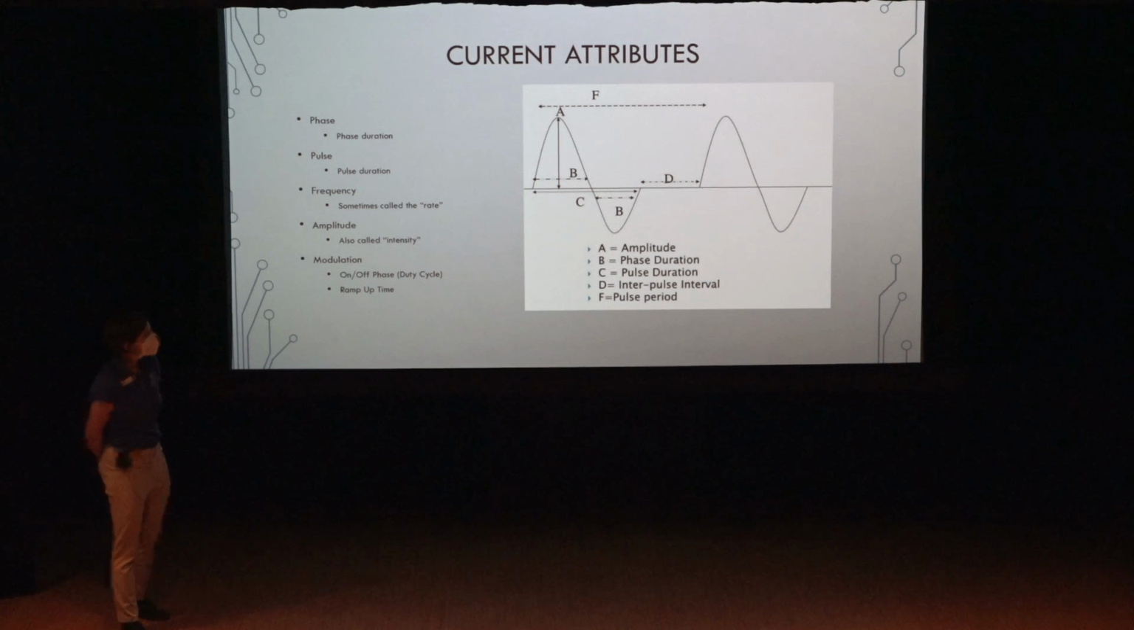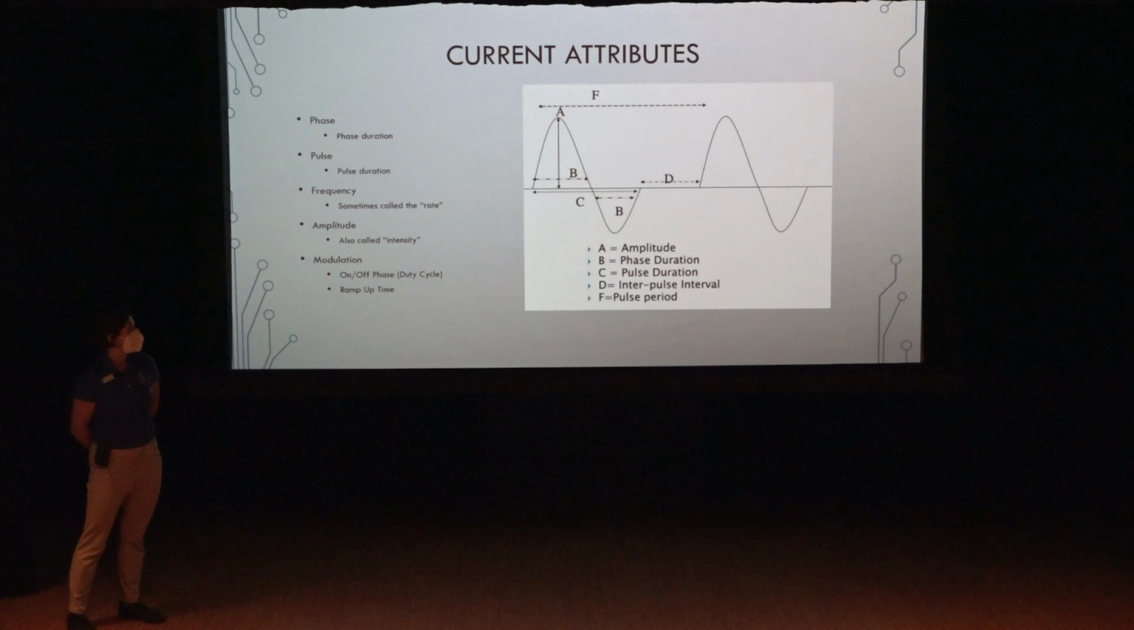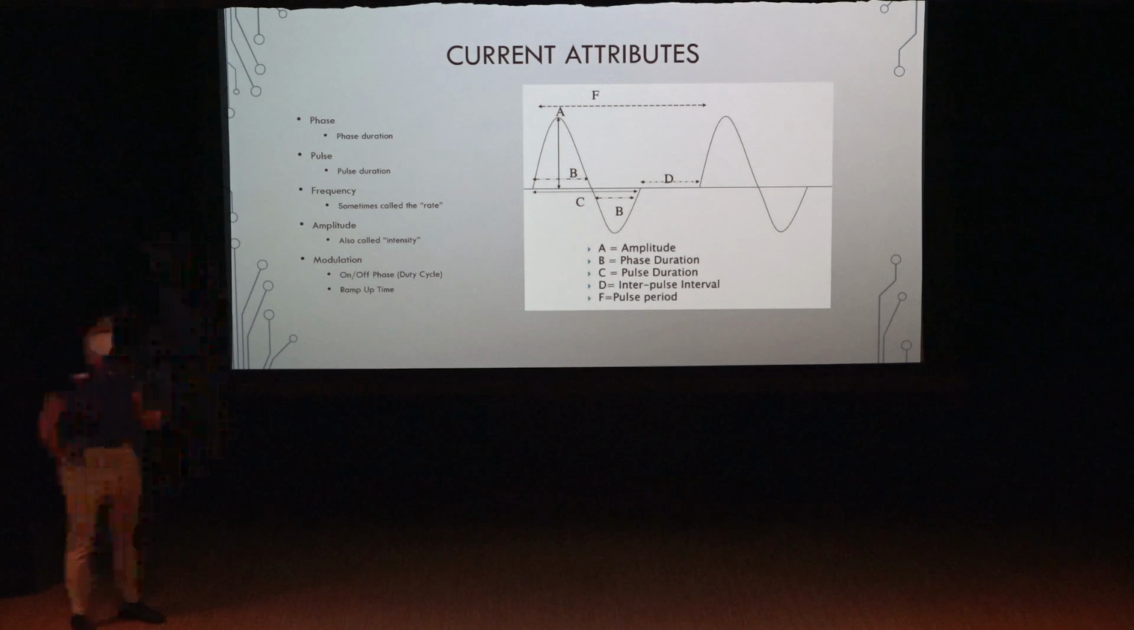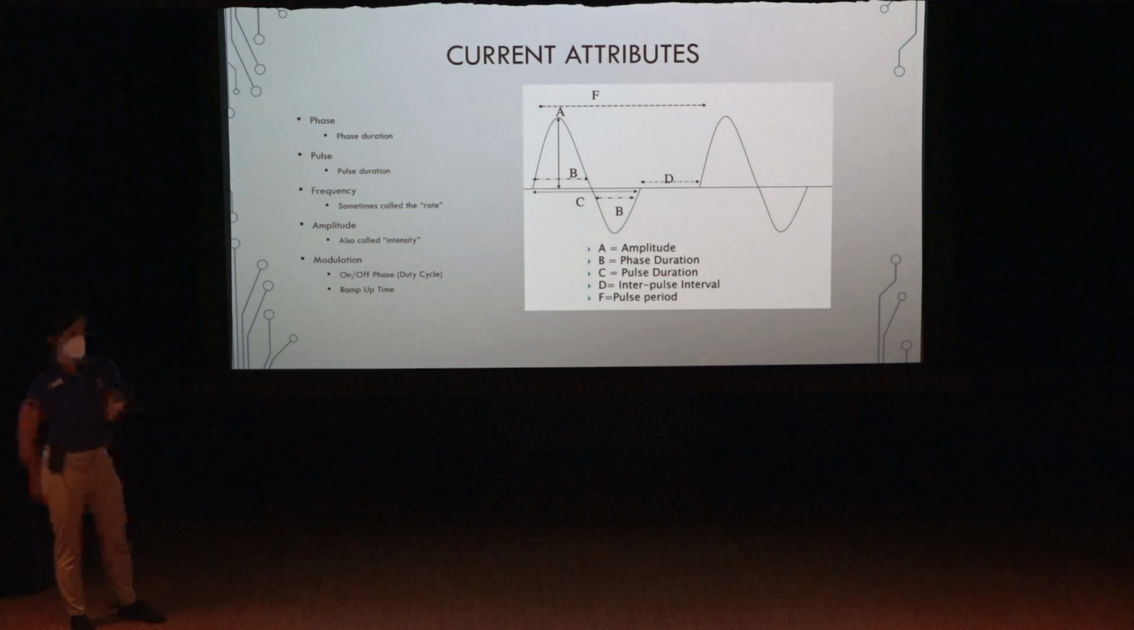These are some current attributes. If you're really interested in the physics, amplitude is the intensity depicted by the magnitude of the wave, how high it goes. That's what you're going to feel. It's the power. It's the intensity of the contraction.